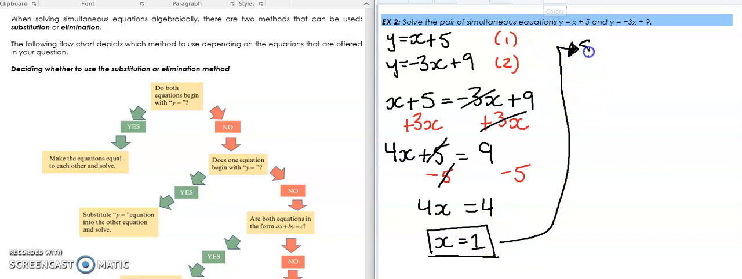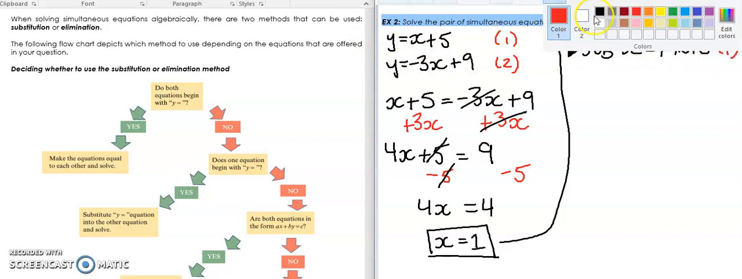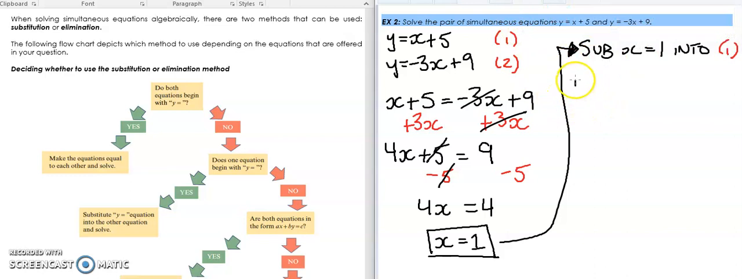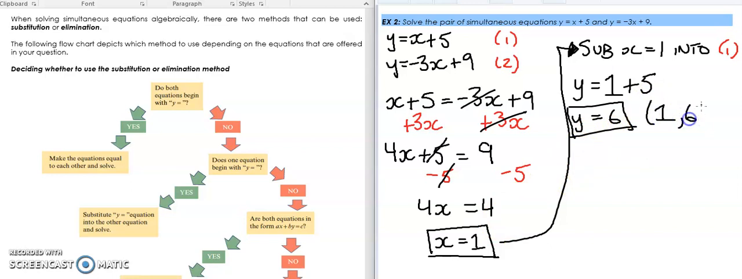Alright, we're going to substitute x equals 1 into, and you can choose equation 1 or 2. The easy one, I'm going to choose equation 1. Substitute this into equation 1. Or in other words, y is equal to 1 plus 5, or y is equal to 6. So we've got a pair of solutions, 1 and 6.